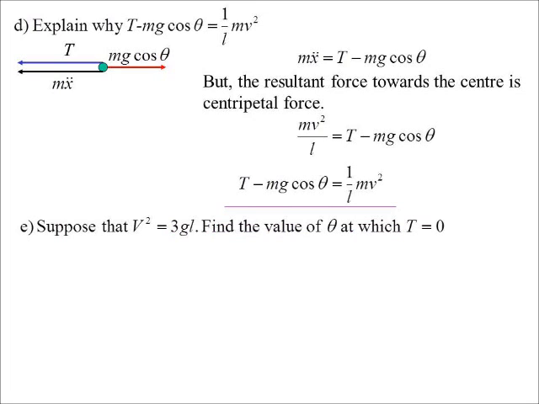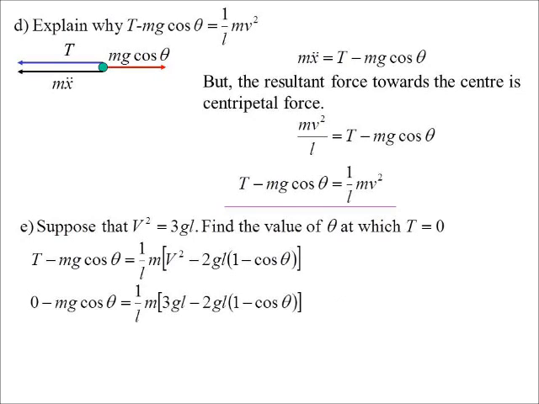All right, so now for the fun question, part E. Suppose that v squared is 3gl. We're going to find the value of theta when tension is equal to 0. So I now know that T minus mg cos theta is 1 on m, but instead of writing v squared, remember we just showed v squared is capital V squared minus 2gl and so on.